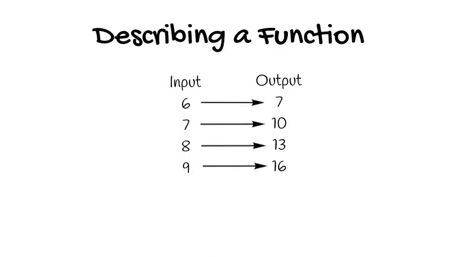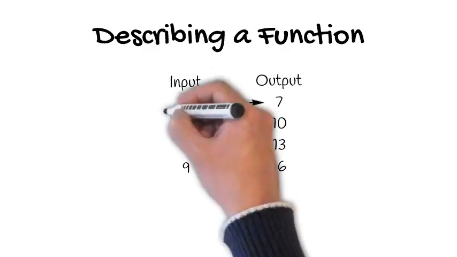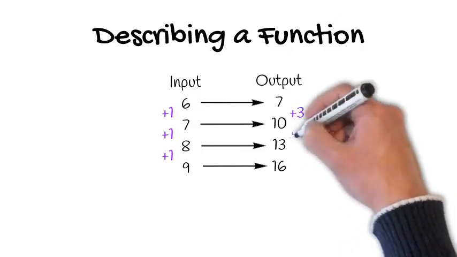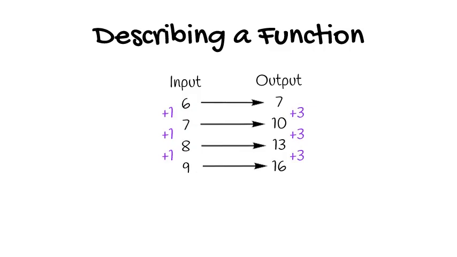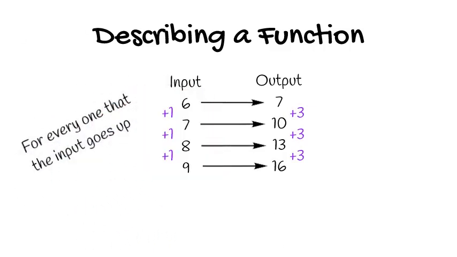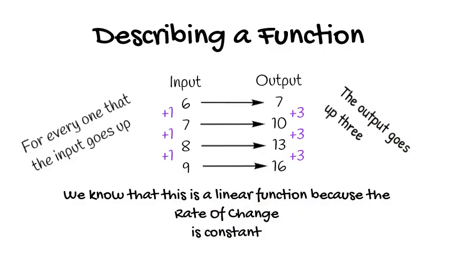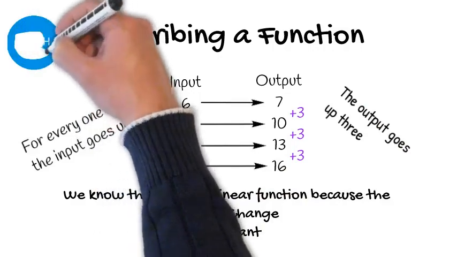Let's talk about describing a function. If we have a simple function like this with a very easy, simple mapping diagram, we can look at this and see that the inputs each increase by 1 every step, and the outputs each increase by 3 every step. And so we have a constant rate of going up 1 for every 3 on the output. In other words, we know that for every 1 that the input goes up, the output goes up 3. We know that this is a linear function because the rate of change is constant.